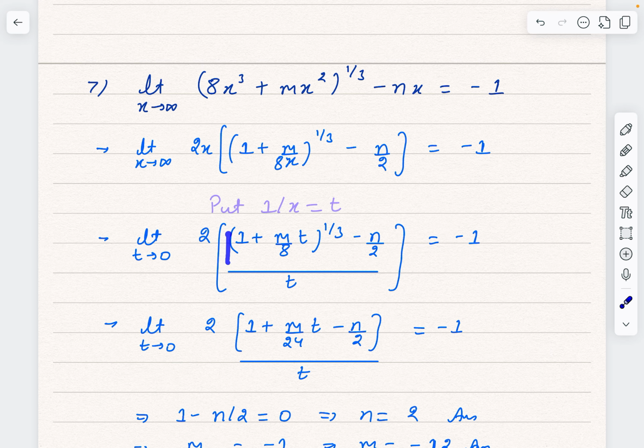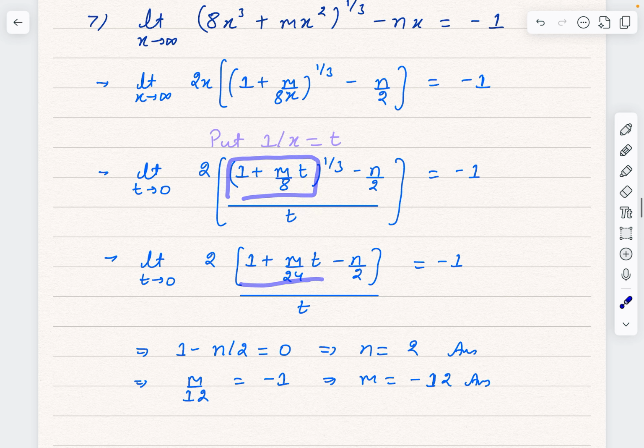Again, 1 plus x power n will be 1 plus nx. So we get 2 times (1 plus mt by 24 minus n by 2), whole divided by t, equal to minus 1. Now this t will only get cancelled out. The constant part will be 0. So 1 minus n by 2 must be 0 and then t cancels out. You get m by 12 equal to minus 1. So m is minus 12 and n is 2. Next, guys.